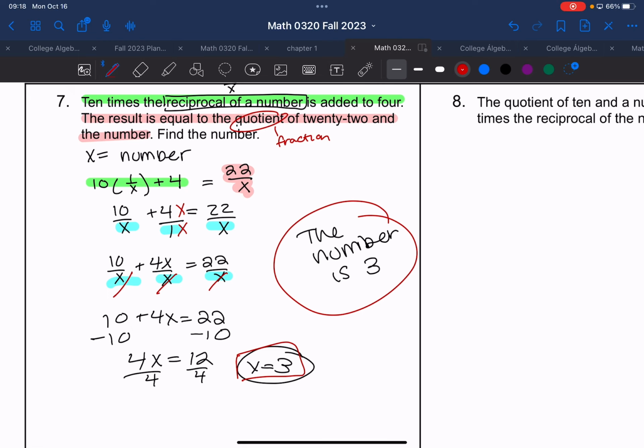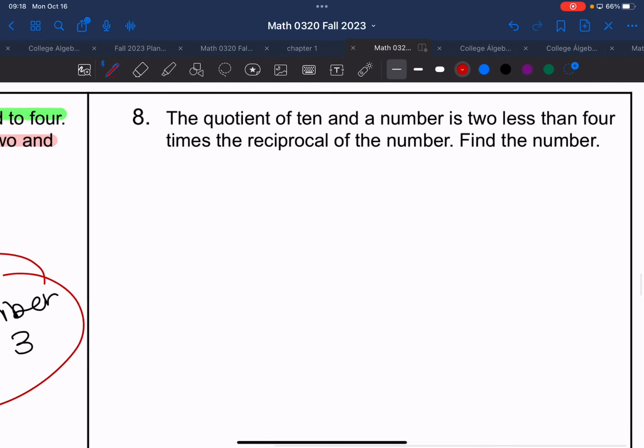Any questions on 7, how we turned the word problem into a mathematical equation, how we solved? Okay. Let's look at number 8.